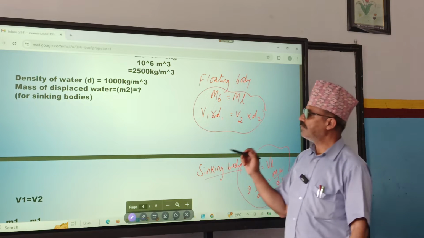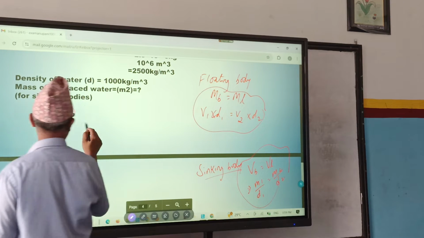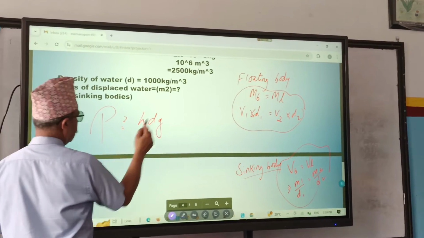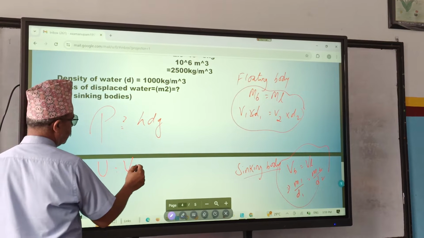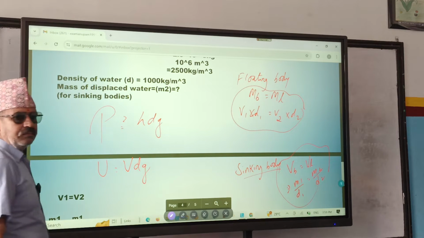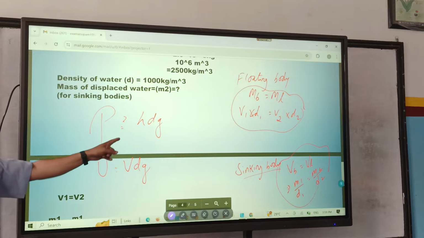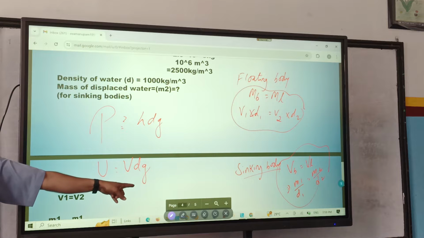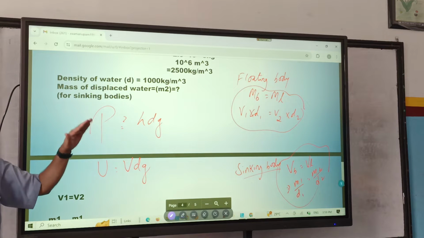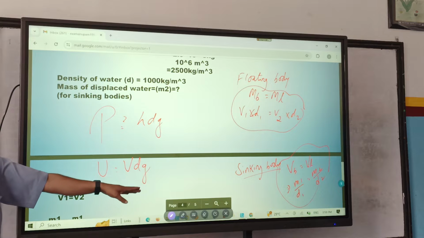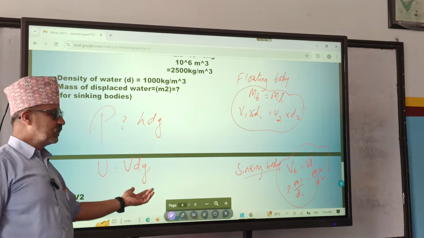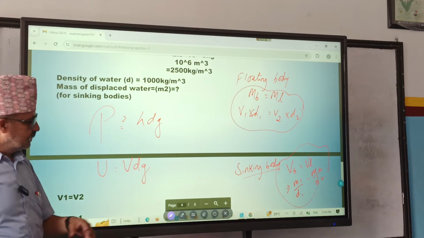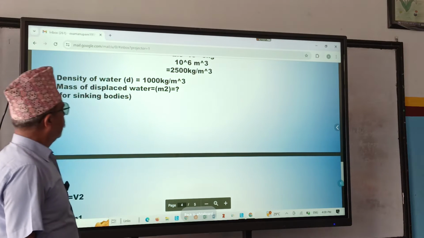Next thing we have done, liquid pressure. Liquid pressure P equals, what is the formula? H d g. Upthrust U equals V d g. What is V? Volume immersed, how much volume has gone inside. What is d? Density of liquid. What is g? Acceleration due to gravity. Okay, these things, you keep in mind.